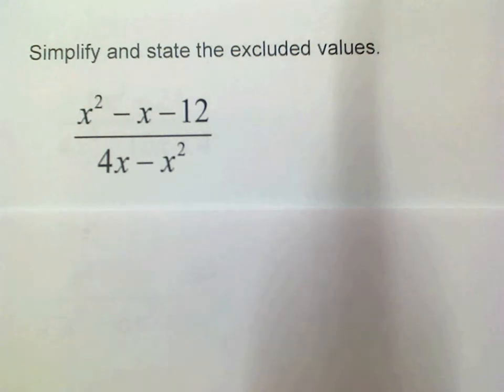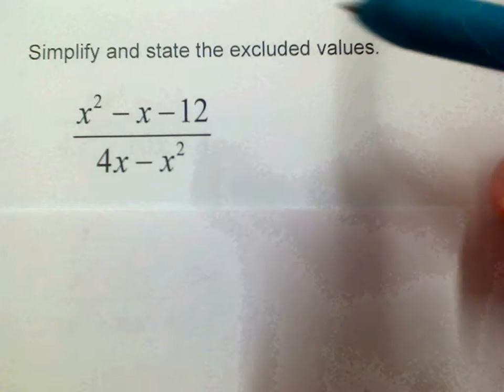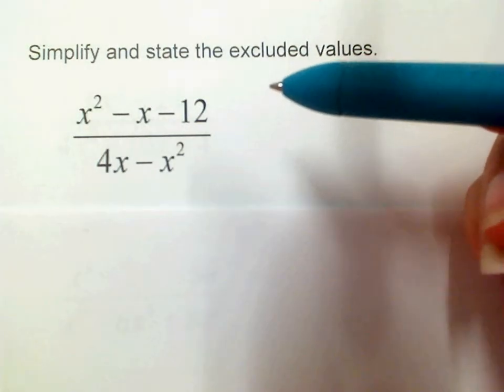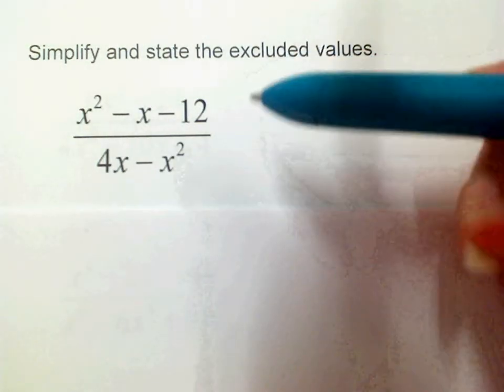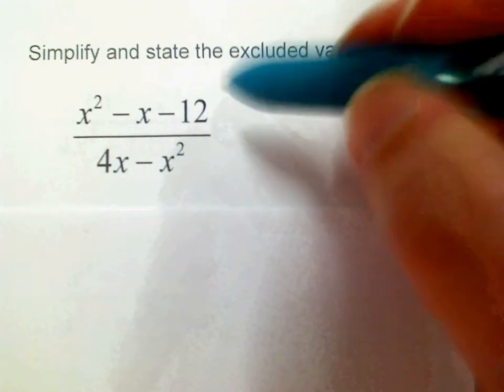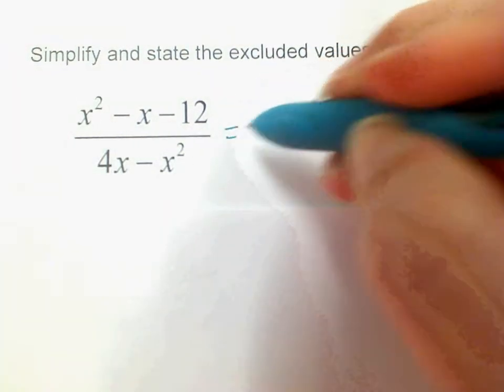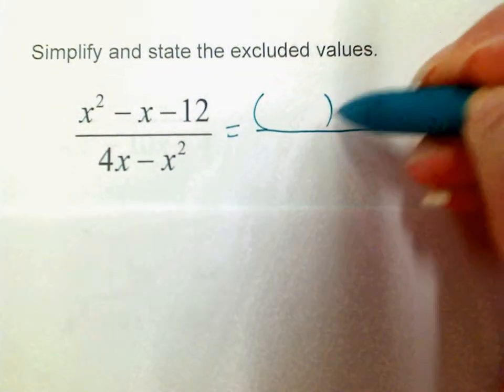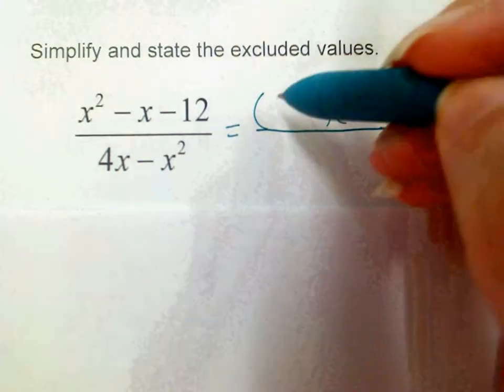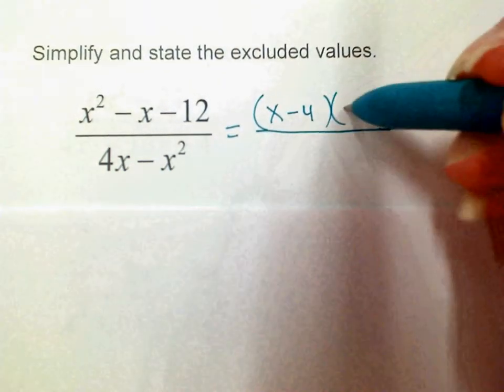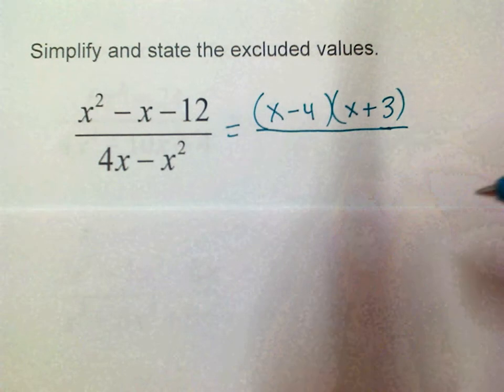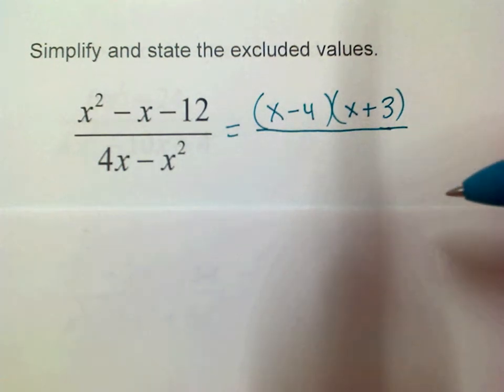Okay, guys, in the past 2 ones, we've really only had to factor one of the expressions. Now, here I need to factor both, right? So how would you factor the numerator? x minus 4, x plus 3. Okay, the factors of negative 12 that add up to negative 1 are negative 4 and positive 3.